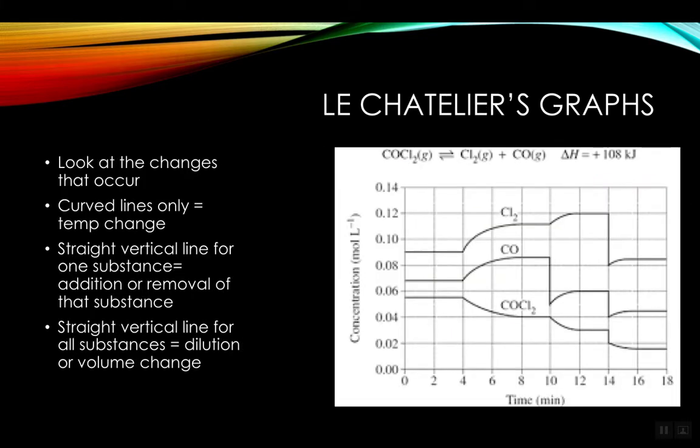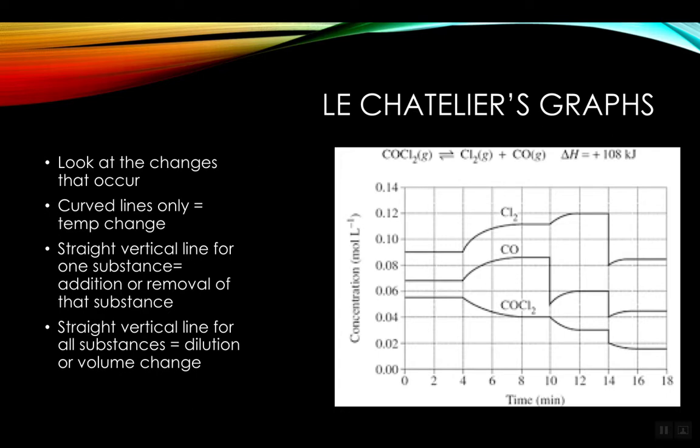Now, in a Le Chatelier's graph, we look at the changes that occur. And there's a couple of key things to look out for. Firstly, if you look between 0 and 4 minutes, that's clearly at equilibrium. There's no change occurring. At the 4 minute mark there, you see the lines start curving. There's no straight line up and down at any point. That is definitely a temperature change. Whether it's gone up or down, well, then you have to look at your system.